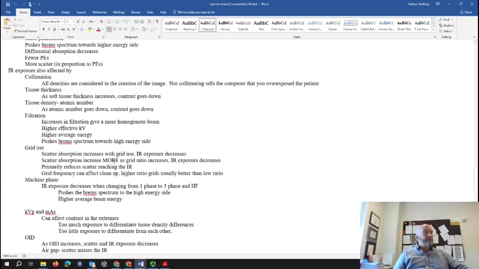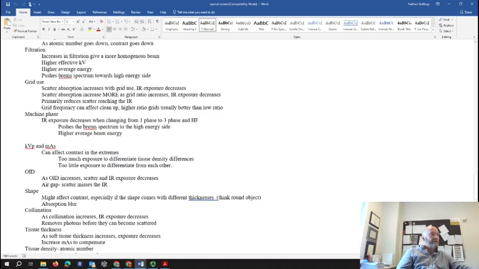So it primarily reduces scatter reaching the image receptor, but we do have a little bit of absorption of the photons that we want. Grid frequency can affect the cleanup, but really grid ratio is the main thing that's going to affect it. Now machine phase: remember that as we change from single phase to three phase, we get an increase in output from the X-ray tube. So if you shoot a perfect technique in a single phase room, and then you take that technique and that patient to a three phase room for a repeat, and you use the exact same technique, you're going to overexpose the patient, and you're going to overexpose the image receptor. So if you go from a single phase to three phase room, you have to decrease your technique by a factor of 2. If you go from a three-phase room to a single-phase room, you're going to have to increase your technique by a factor of 2.